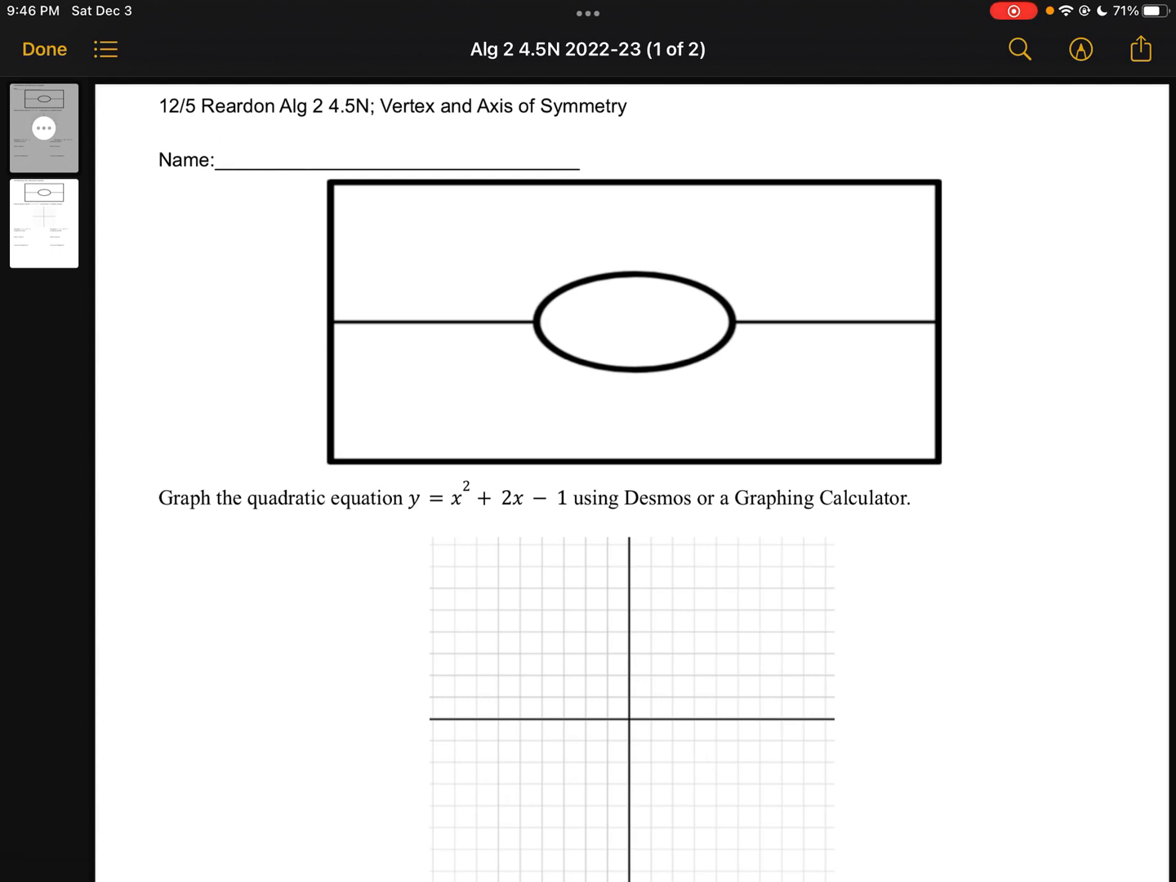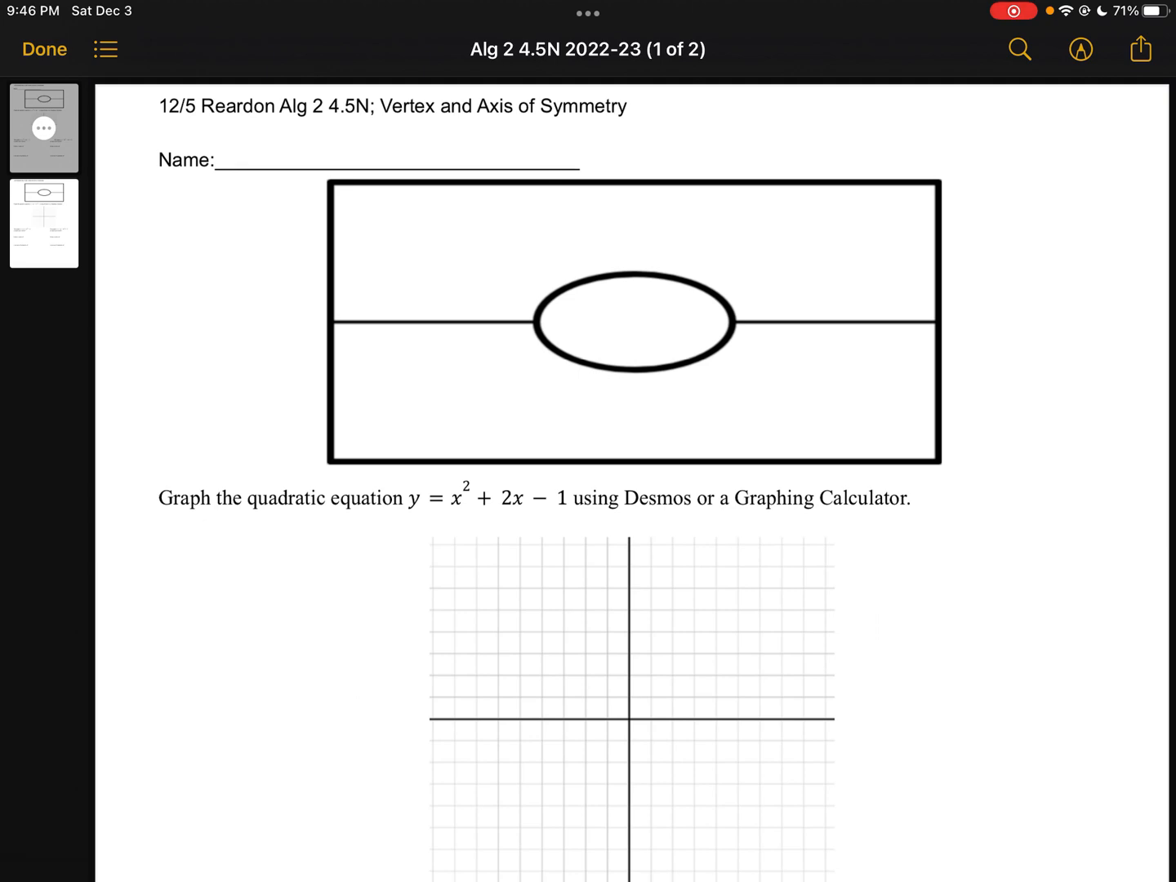Hi everybody and welcome. In today's video we are going to be talking about the graphs of parabolas and specifically within those graphs the vertex and axis of symmetry. So after watching today's video, our goal is to be able to identify visually and also to calculate by hand a vertex and an axis of symmetry on the graph of a parabola.